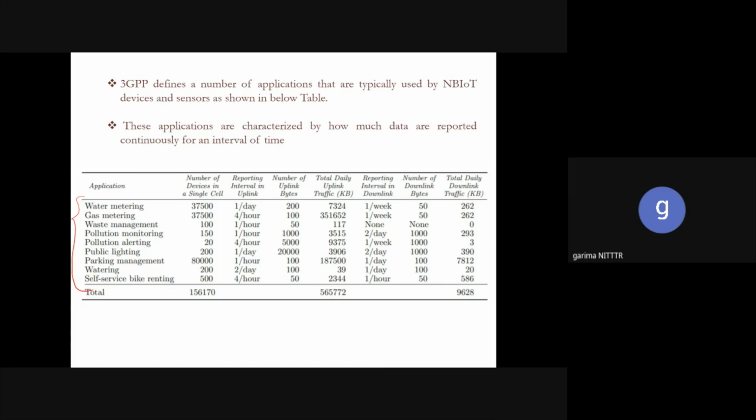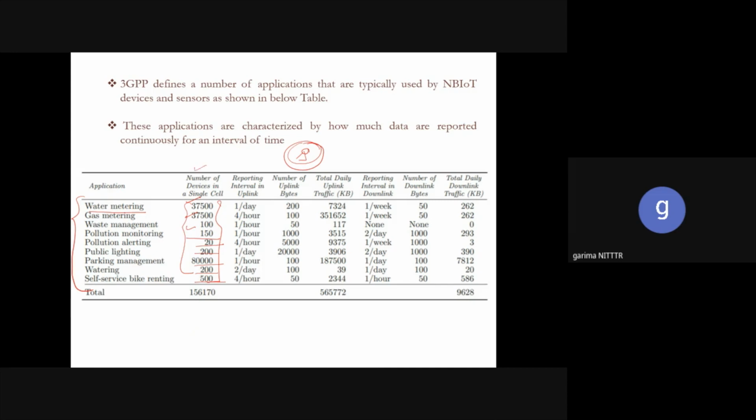So as you can see, if we are going to implement water meters, one base station will cover some area. Under that area, how many water meters are required, how many gas meters are required, waste management bins, pollution monitoring sensors, pollution alerting sensors, public lighting, parking management system, watering system, self-service bike renting system. Each and every solution is part of a smart village and smart city project.